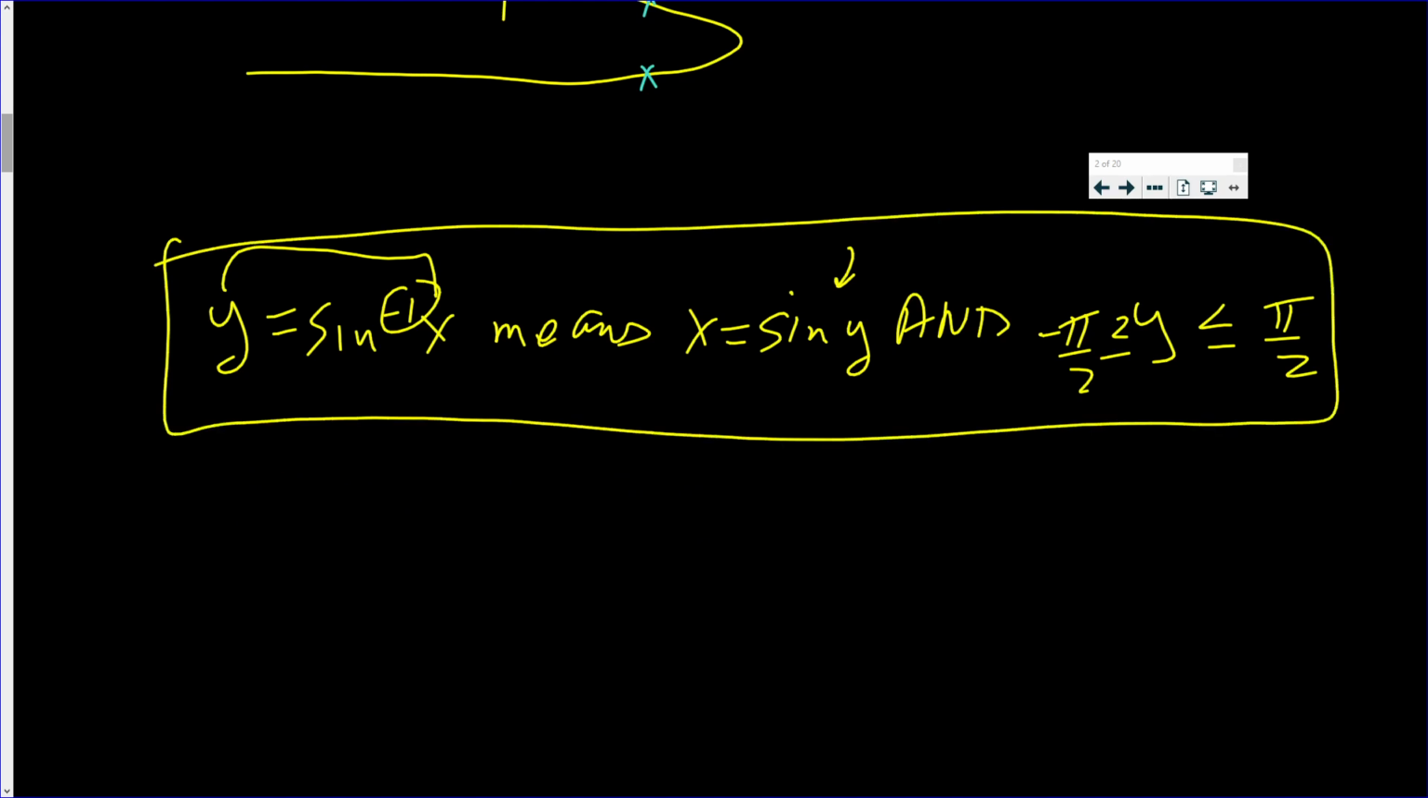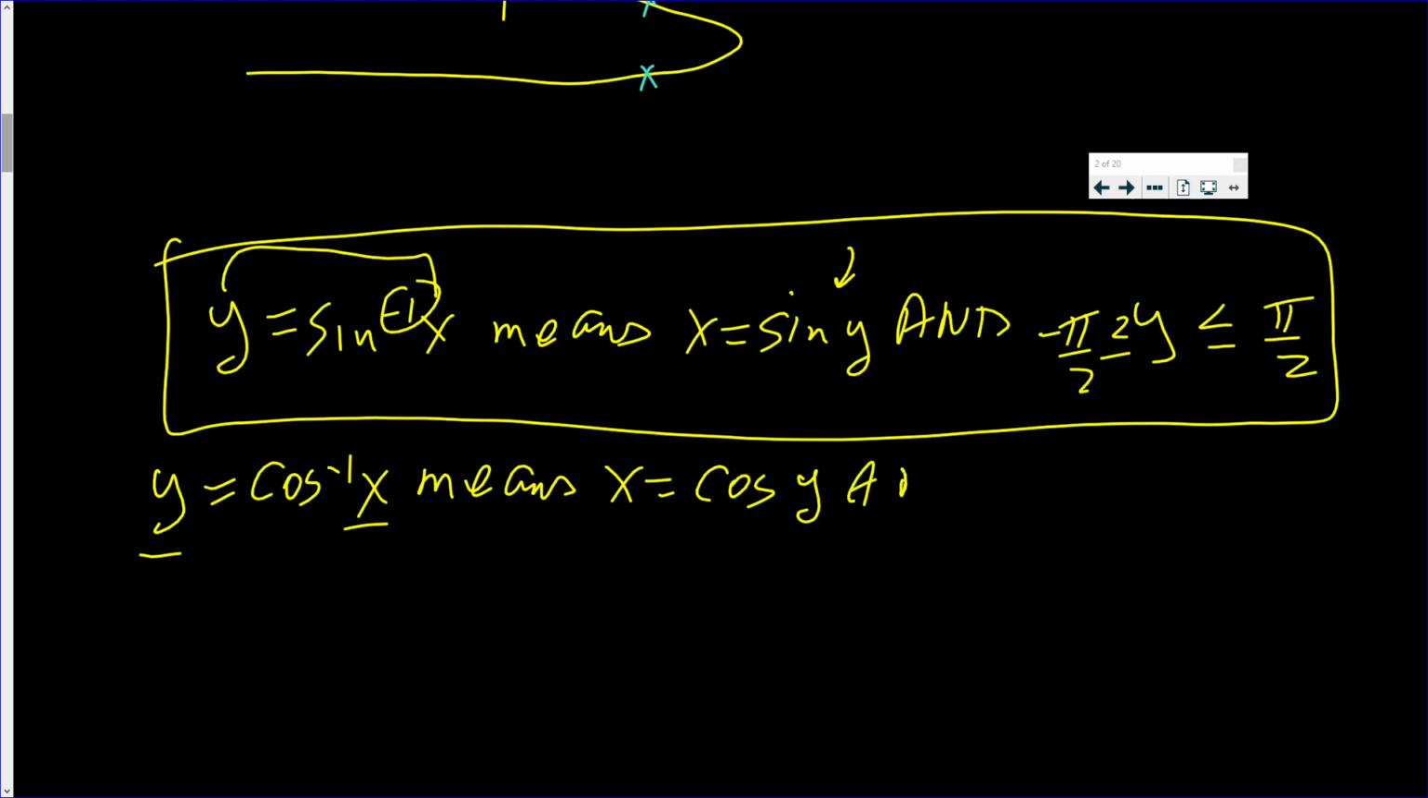Otherwise, there will be more than one answer. Now, I'm not going to derive it. I'm not going to derive the other ones for you, but here they are. Y is equal to the cosine inverse of x. This definitely means you just switch x and y, and you drop their inverse.